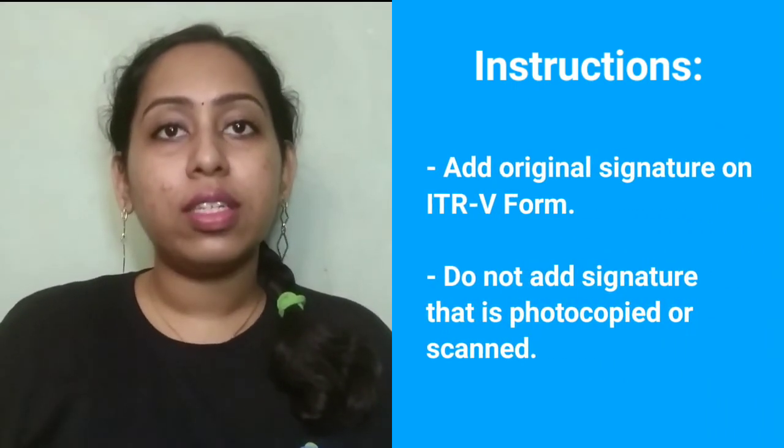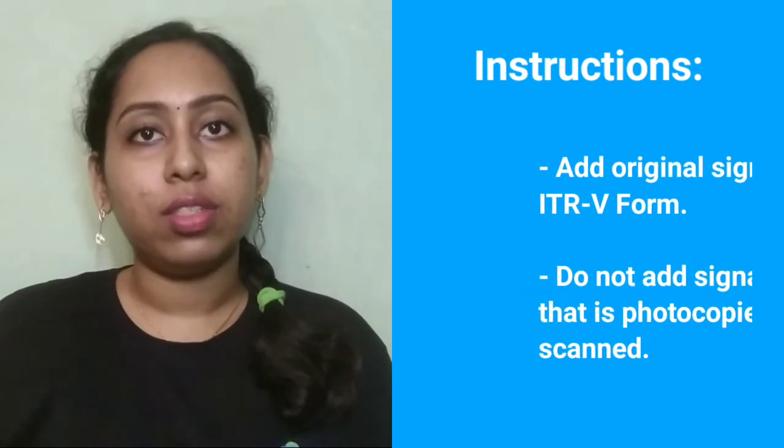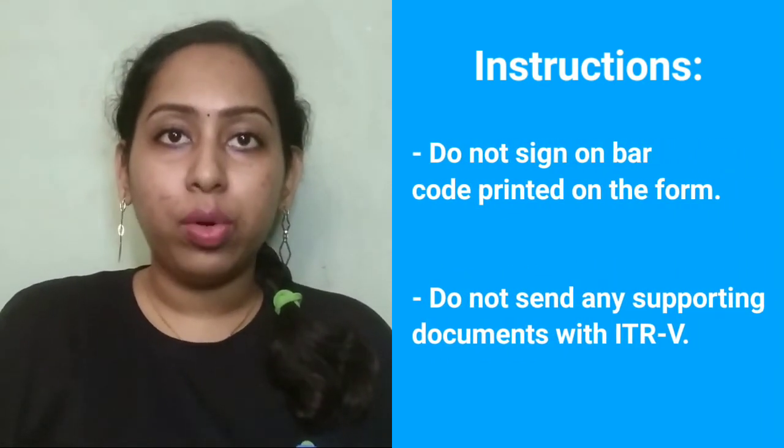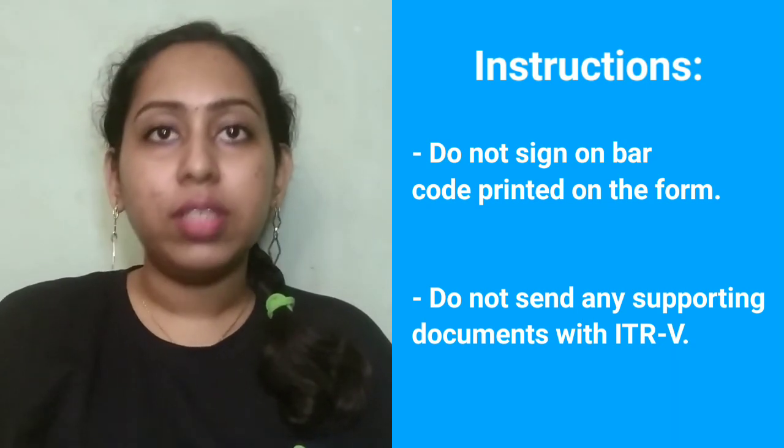Add your original signature on the form. Do not provide photocopied or scanned signatures. Do not sign on the barcode provided on the form. Do not send any supporting documents along with ITRV form. If you do not receive an acknowledgement from CPC within 10 days, you will have to send the ITRV form again. You can also check the status of the ITRV form on the Income Tax e-filing website.